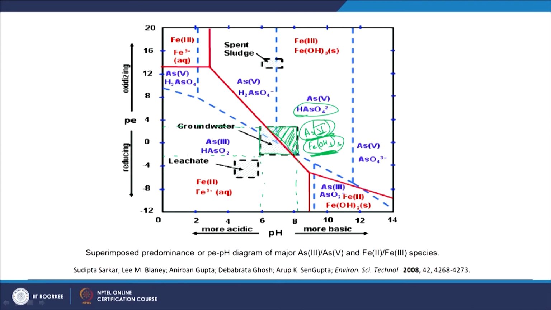But obviously, if it is in this particular range, what is going to happen? We see that it is in the arsenic 3 form, and also that the iron is in the Fe2+ form. So it is relatively more mobile. Here arsenic has no charge, and Fe2+, as we know, mostly stays as Fe2+.